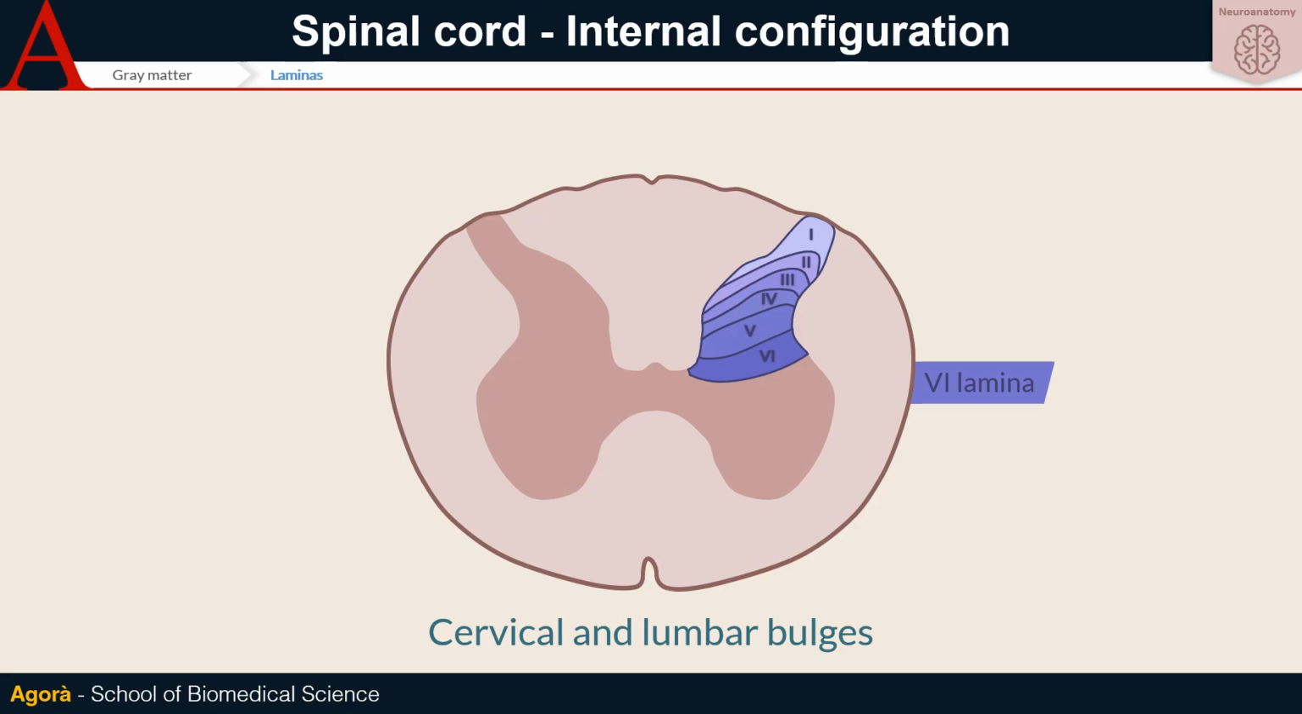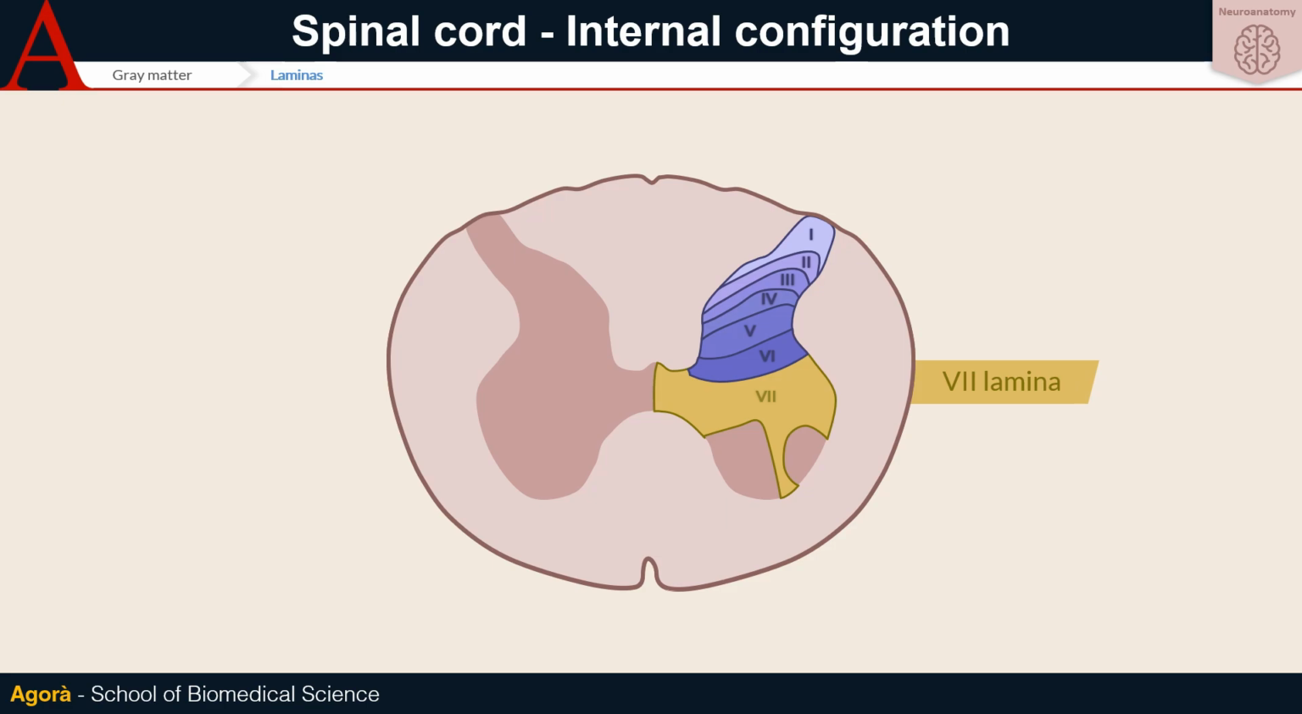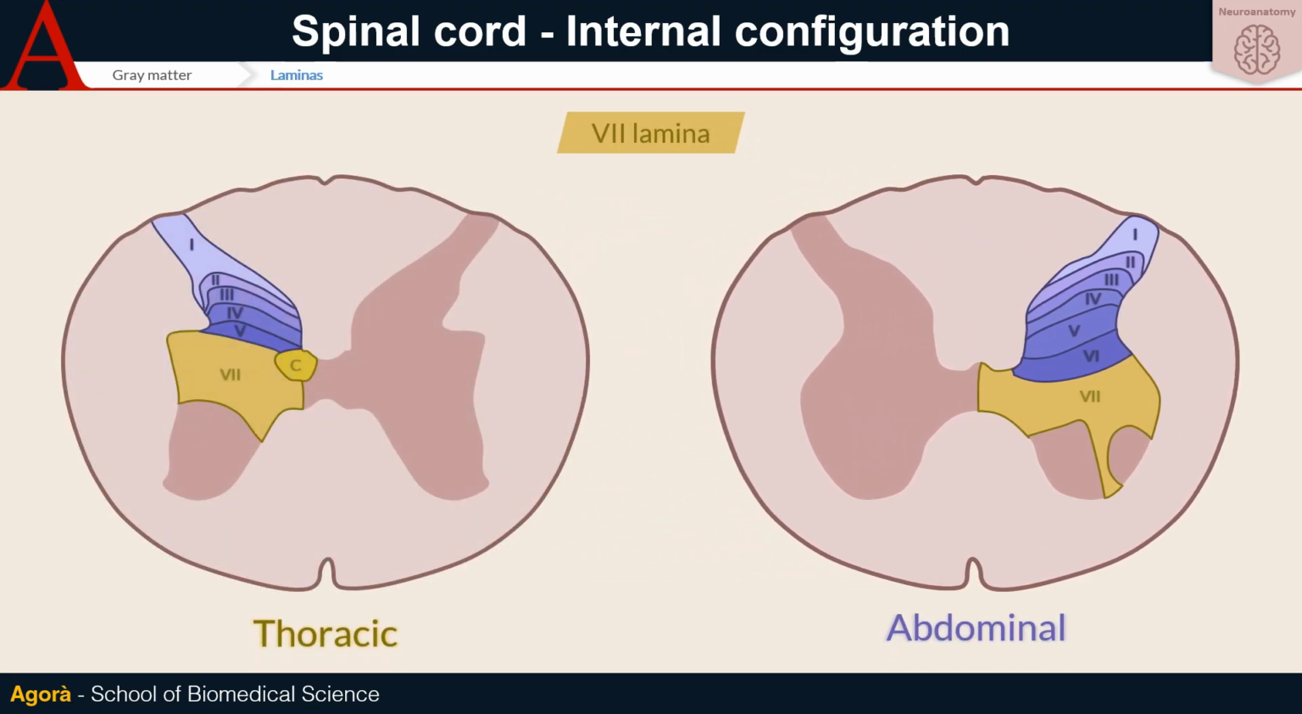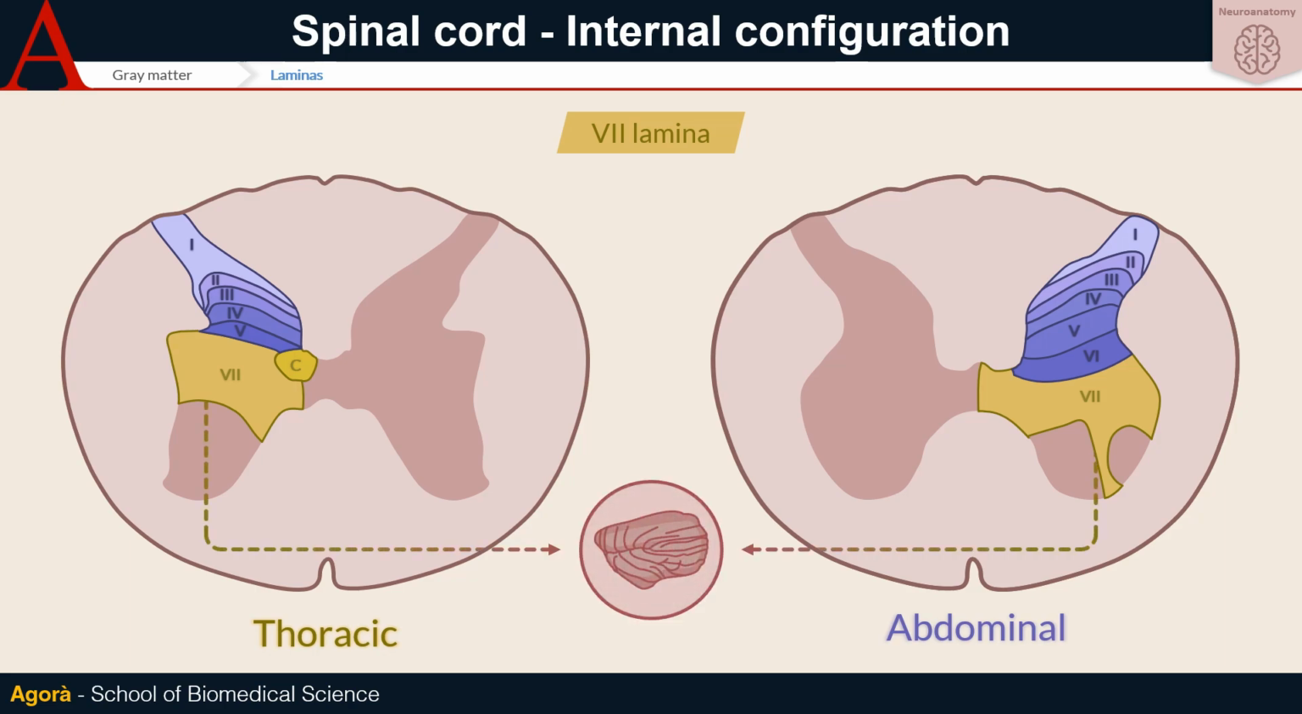Seventh lamina. It encompasses the intermediate mass and part of the posterior horn base. It contains Clark's column nucleus, which gives rise to one of the spinal cerebellar tracts connecting the spinal cord and the cerebellum, as well as other intermediate neurons. Additionally, it contains funicular association neurons. Along with the sixth lamina, it contains linking bundles to the thalamus.